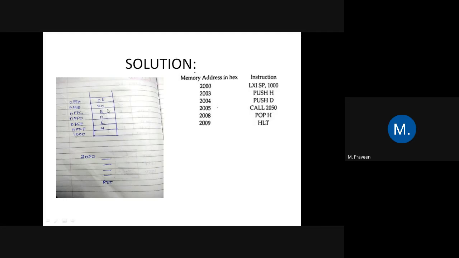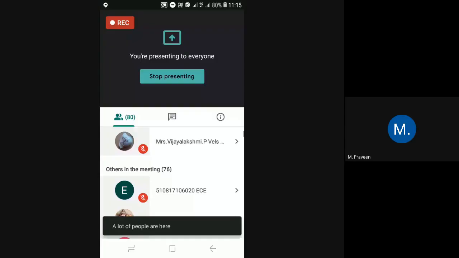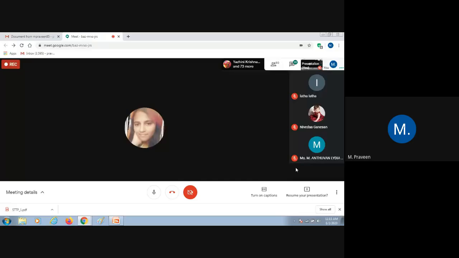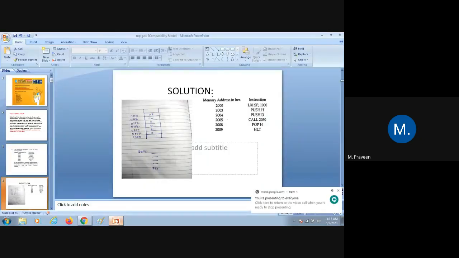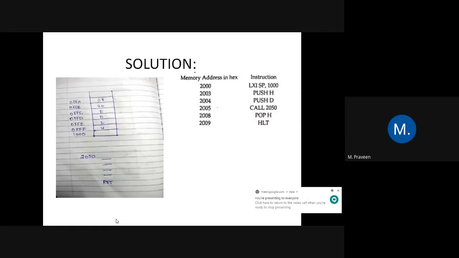After getting the D value, once again the stack pointer will be decremented by 1. So now the stack pointer value is 0FFC. In 0FFC, they will push the E content. After the push D instruction, the current stack pointer address is 0FFC.